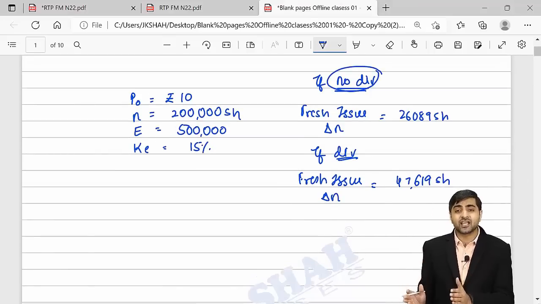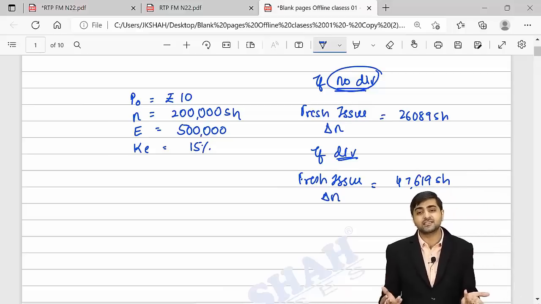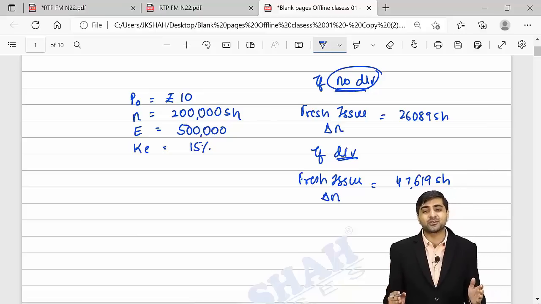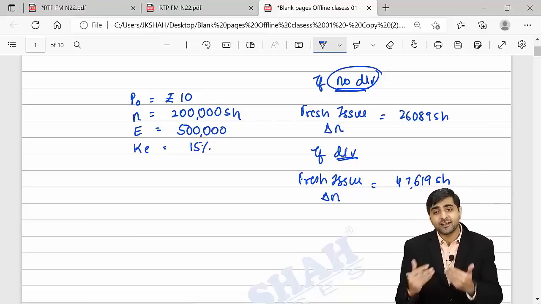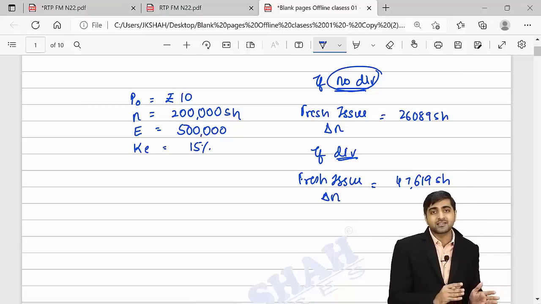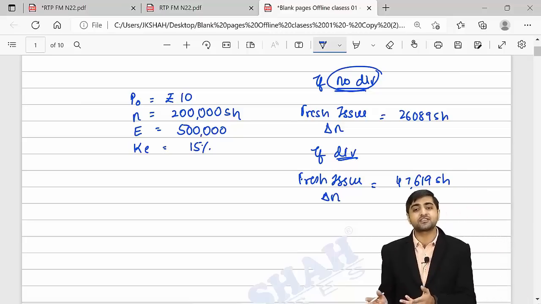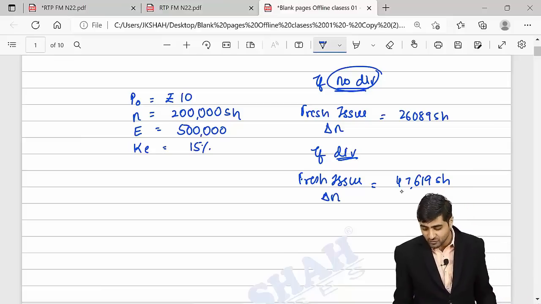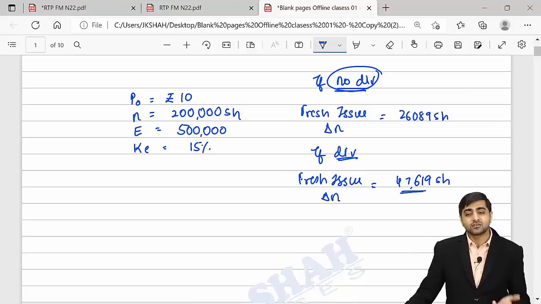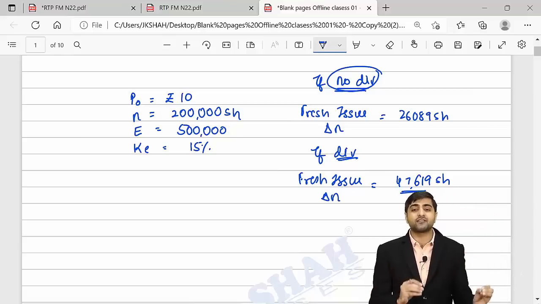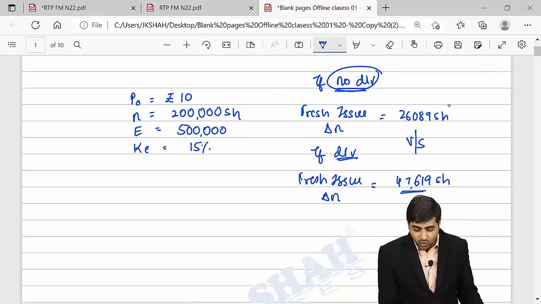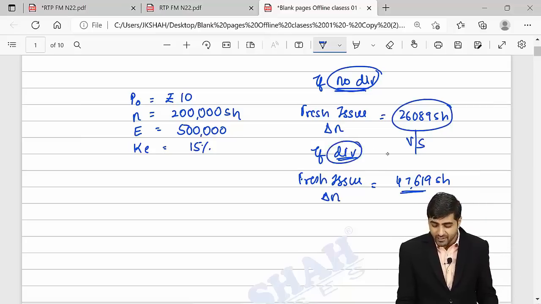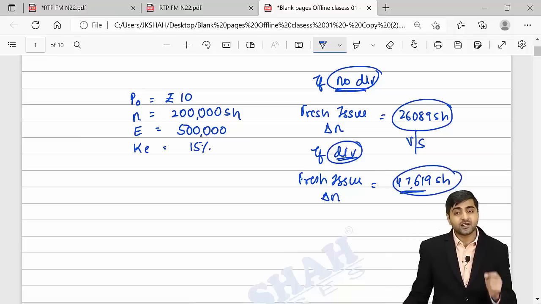Now see, prima facie you have to understand this objective that if the company does not pay any dividend, then can I say retention can be used for the purpose of investment, yes or no? Yes. And when you are using your retention for the purpose of investment, automatically your fresh issue is going to be lower. And if you are giving dividends, then obviously from your earnings, you have used the majority of the part for the purpose of distributing dividend. So definitely your retention will be lower for the purpose of investment. So your fresh issue is definitely going to be higher, yes or no? Yes. So this is common sense that if the company does not give any dividend, your fresh issue will be lower, that is 26,089, and if dividends are declared, your fresh issue will be relatively higher, and that is 47,619.